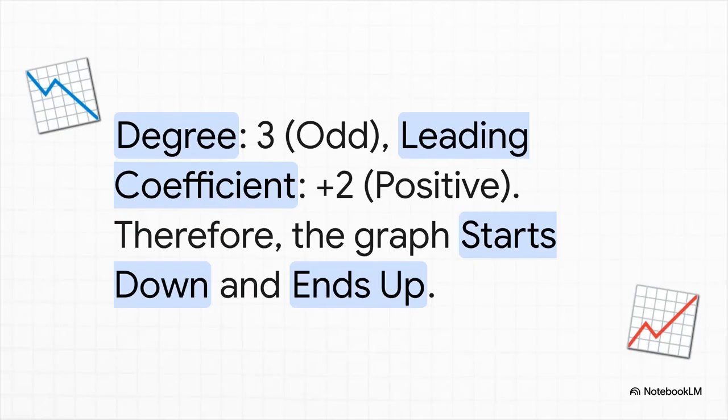So, let's try it with our example polynomial. The highest power is 3, which is obviously an odd number. So boom, we know the ends go in opposite directions. The leading coefficient is a positive 2. That positive sign tells us the graph is going to end by going up on the right. And since we know the ends are opposite, well, it must be starting by coming from down on the left. See? Starts down, ends up. First piece of the puzzle, locked in.